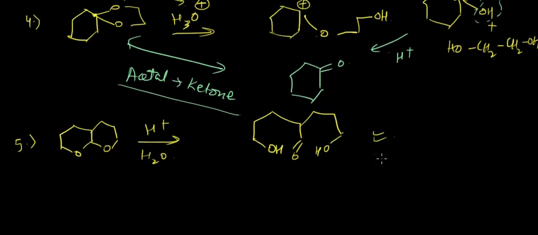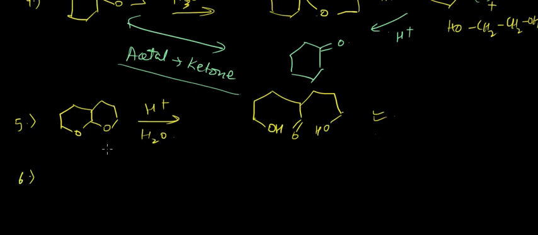It could have broken the bond from either this carbon atom or from this carbon atom. Why is it choosing to break the bond from this carbon atom? Because carbocation stability is more here because of the nearby lone pair from the oxygen atom.